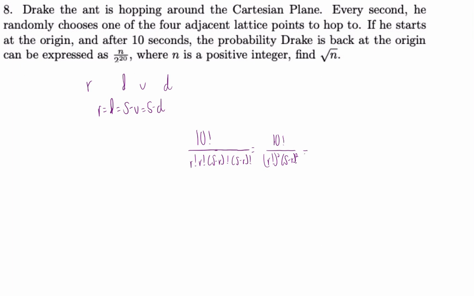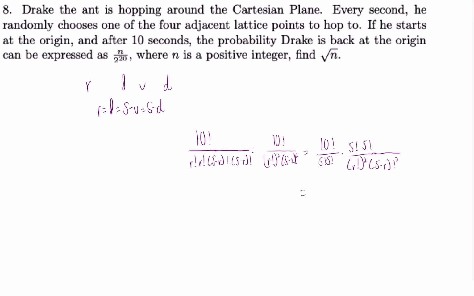Okay, note that this is just going to be 10 factorial over 5 factorial times 5 factorial, times 5 factorial squared over r factorial squared times 5 minus r factorial squared, because the 5 factorials cancel out. And this is just 10 choose 5 times 5 choose r times 5 choose r. If you don't see why that is, it's because 5 choose r is equal to 5 factorial over r factorial times 5 minus r factorial.